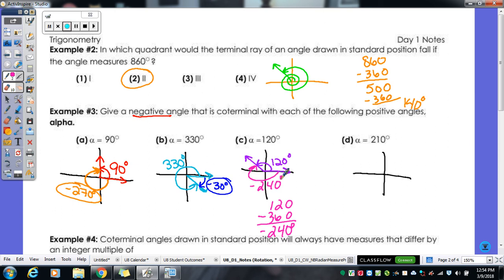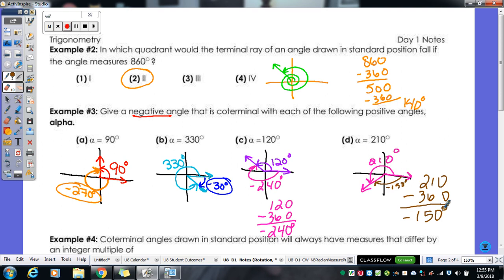So then our 210 falls in which quadrant? Quadrant 3. So what would be our negative coterminal angle? Negative 150. Again, if you can't figure it out in your head, 210 minus 360. There's our negative 150. You could have done that for the first two also.